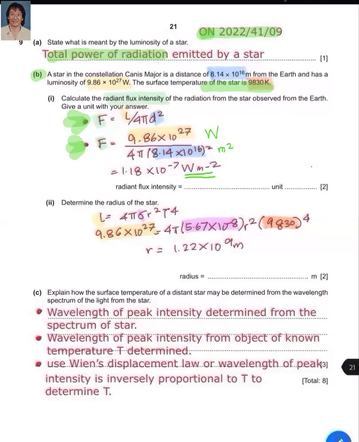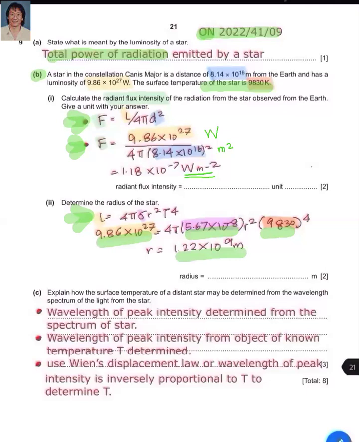Then in part 2, determine the radius of the star. The formula to use is L equals 4 pi, constant of proportionality, R squared, T to the power 4. Your L is given to you, and the constant of proportionality is 5.67 times 10 to the minus 8. The temperature of the star is 9830 Kelvin. So from there you can find the radius. The radius is 1.22 times 10 power 9 meter.